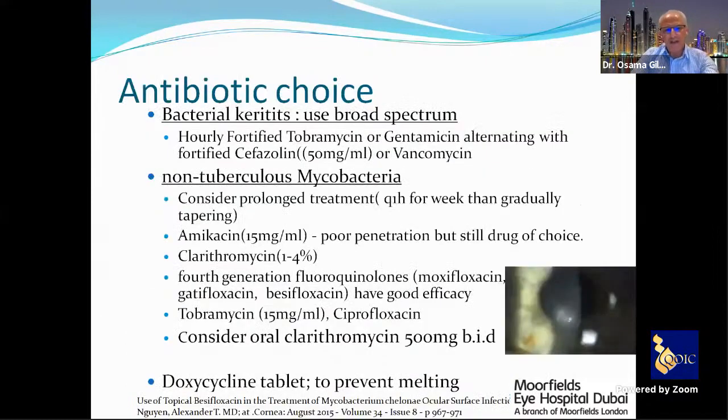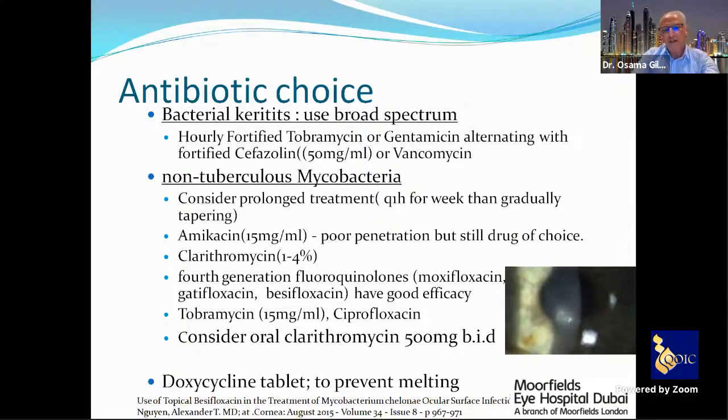Same thing with any bacterial ulcer. If it's a bacterial ulcer infection, you need to use fortified antibiotics, fortified tobramycin, gentamicin, alternated with vancomycin. But for non-tuberculous mycobacteria, you need to consider longer treatment. Amikacin, although it has poor penetration, is still the drug of choice for mycobacteria. Nowadays, the 4th generation quinolones are all very good and effective, and really help us a lot to prevent it from happening from the start, because it's really a nightmare to have a mycobacteria infection.